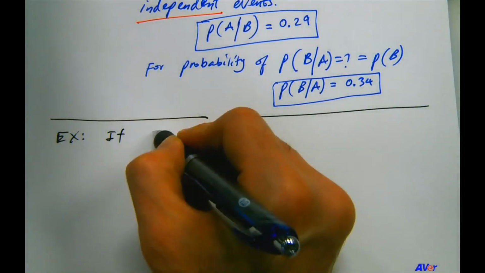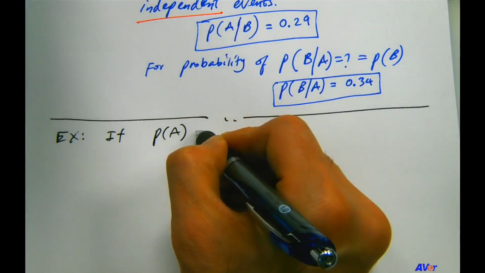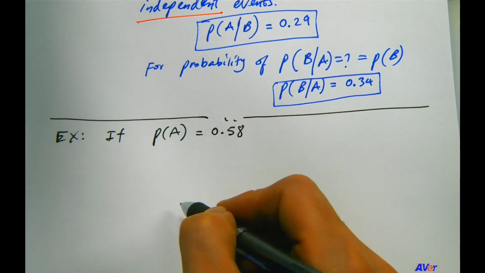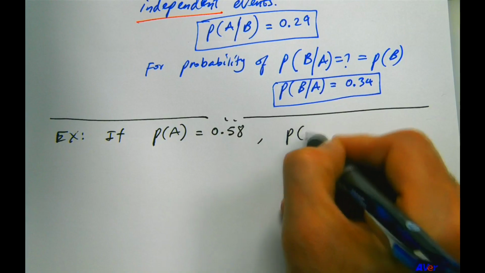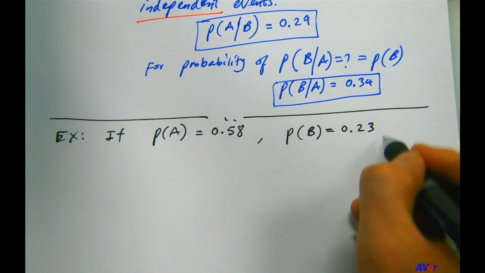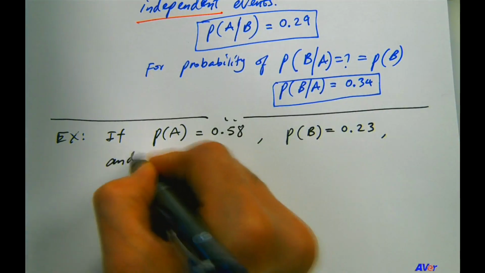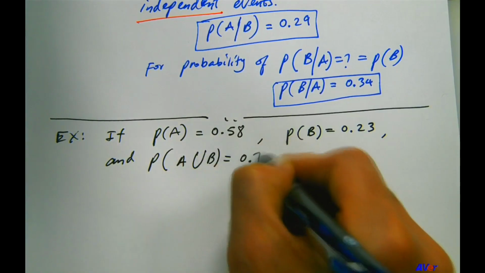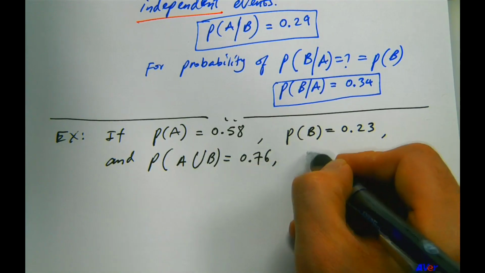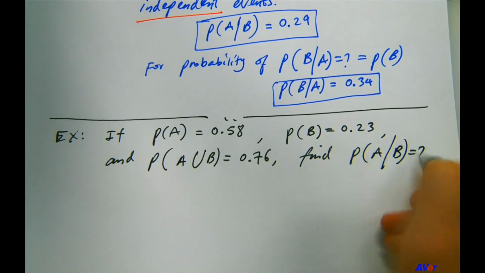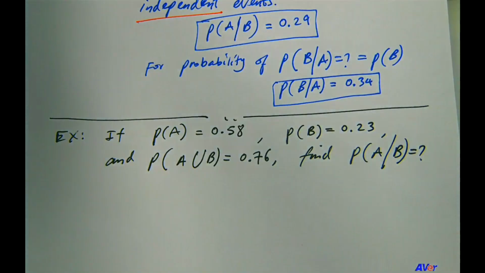So if we have probability of A is equal to 0.58, right? Probability of B equals 0.23. And probability of A union B is equal to 0.76. Find probability of A given B. Okay? So suppose we have that question.